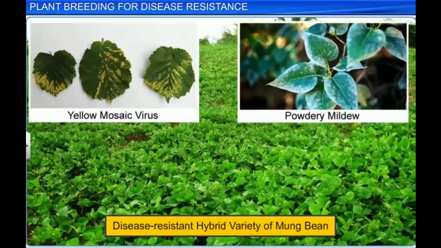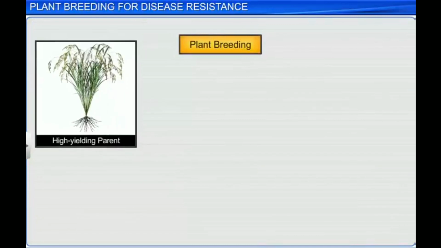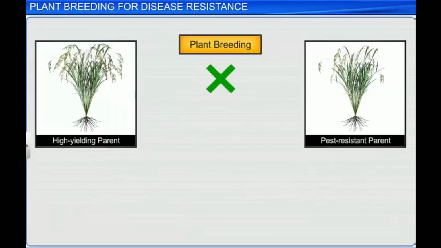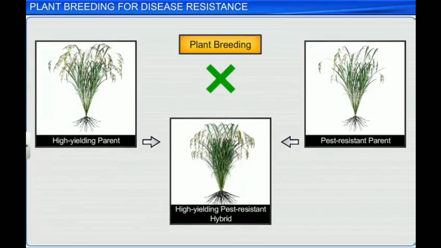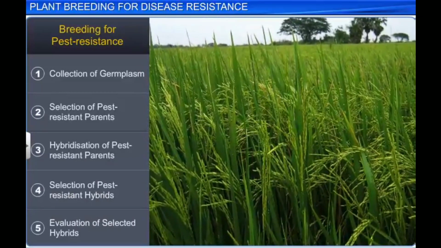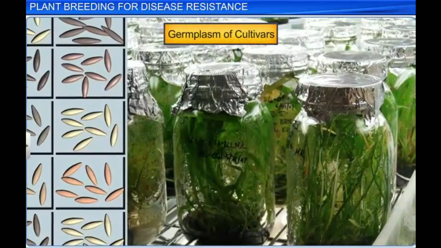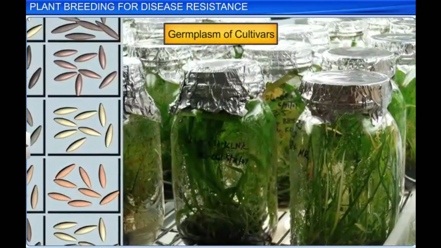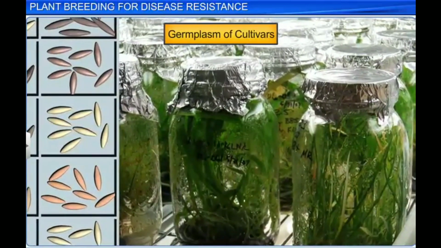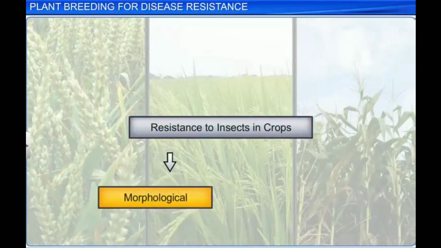Apart from pathogens, pests also reduce crop production. As a result, there is a need to develop crops that are resistant to pests as well by using plant breeding methods. This involves the same steps that are involved in the development of disease resistant plants. Germplasm of cultivars or wild relatives are used as a source of pest resistant genes. Insect resistance in crop plants can be attributed to the morphological, biochemical, or physiological features of a crop.